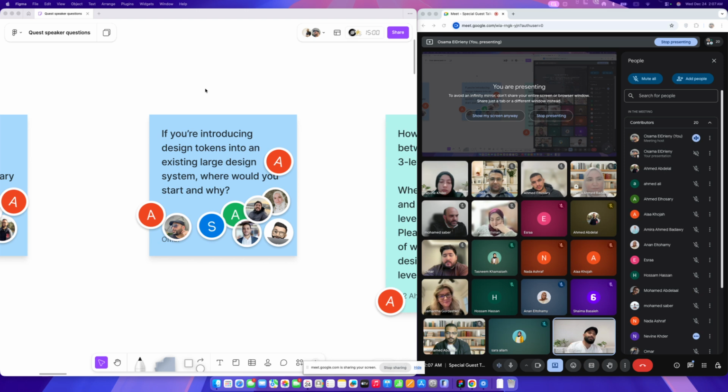If you are introducing design tokens into an existing large design system, for example, like a government design system or something like that, where would you start and why?